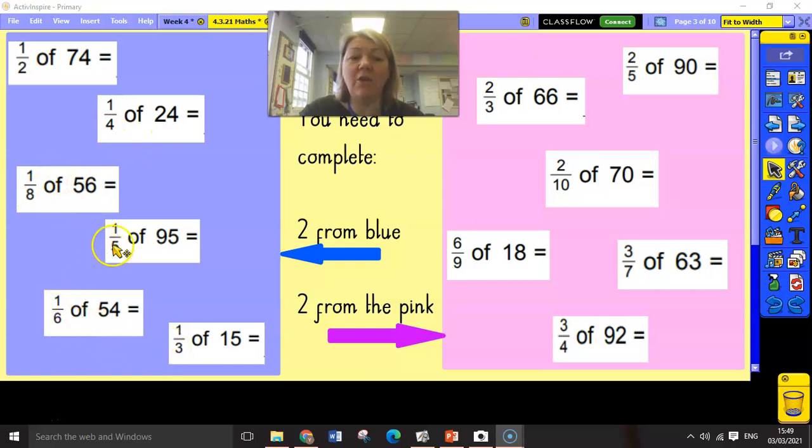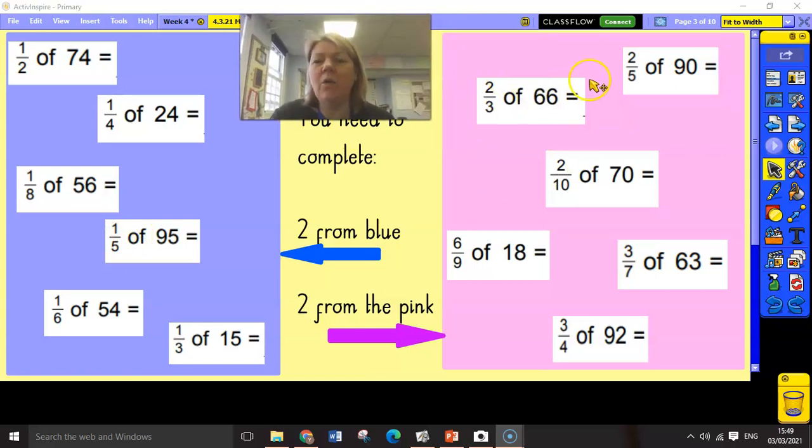So these are unit fractions, which are a little bit easier to find than these guys over here on the pink side, where my numerator is greater than 1. Can you remember what type of fractions these are? Yeah, when the numerator is greater than 1, we've got a non-unit fraction. Okay, so I want you to have a go at 2 from the blue side and 2 from the pink side. I don't mind which ones you choose, it's entirely up to you.